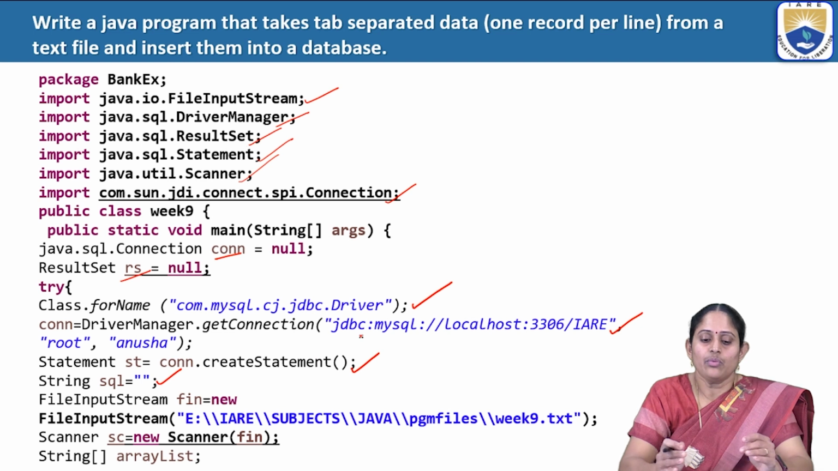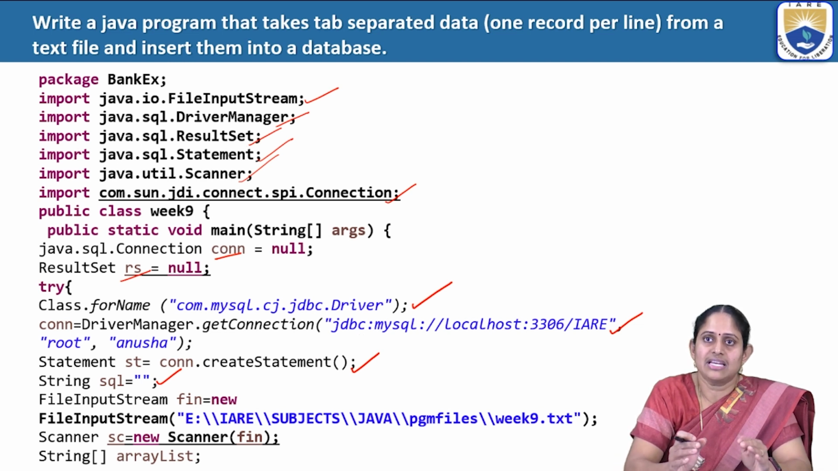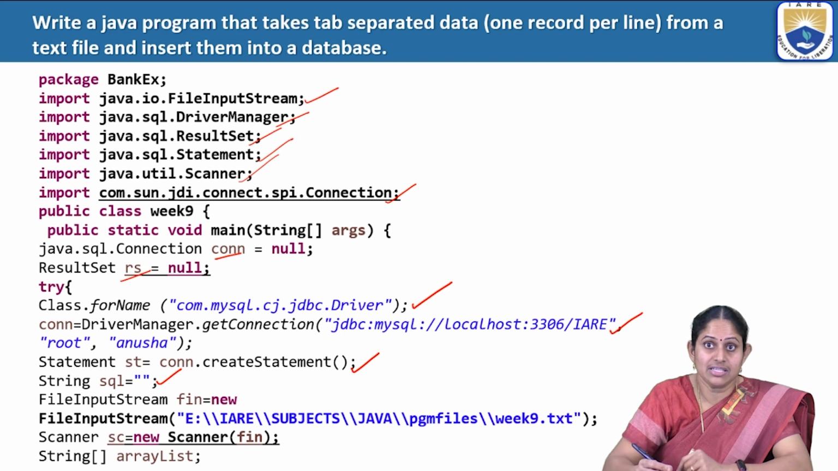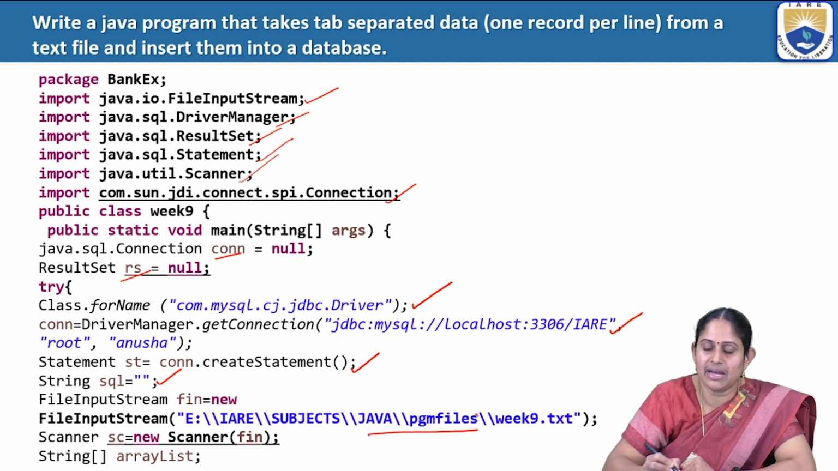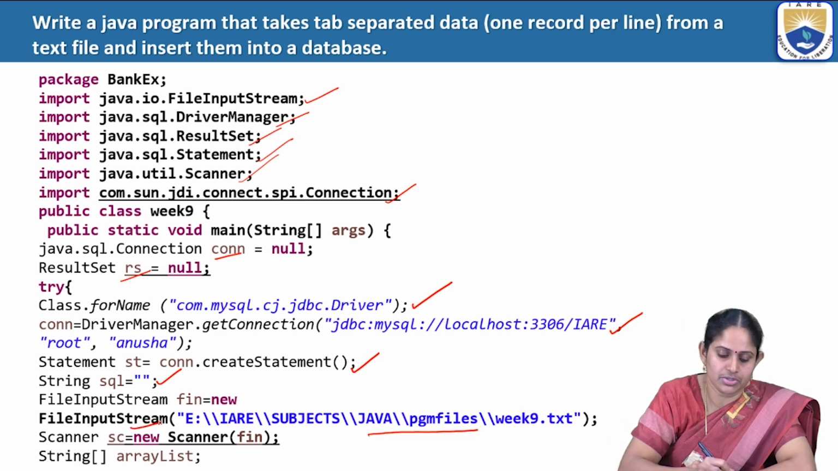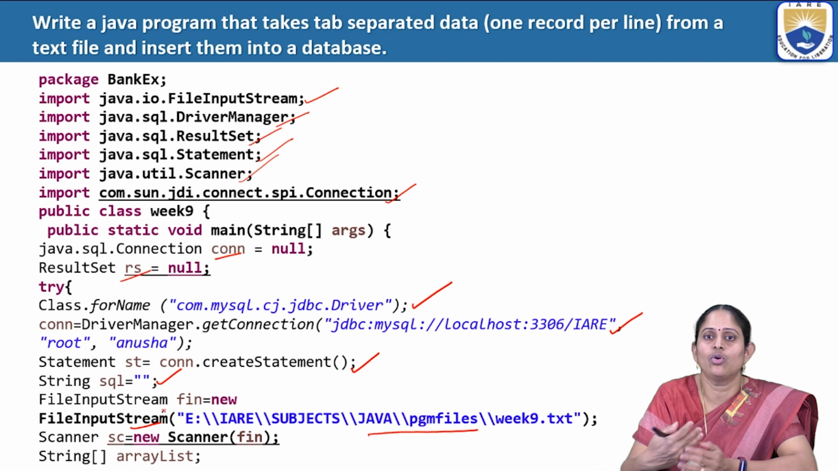Now the problem here is that we have to store the contents of the file into the database. So we have to open the file and start reading the contents of the file. So we pass the path. This is the path wherein I have stored my data. I have stored that file. So this file has to be passed to the file input stream class, so that we can open it and read the contents from that file.